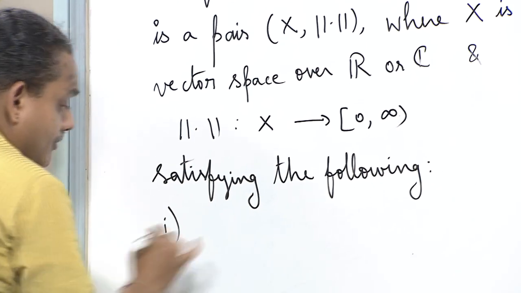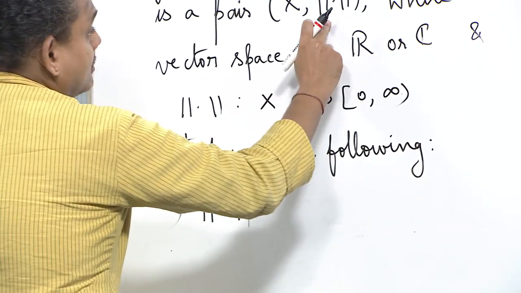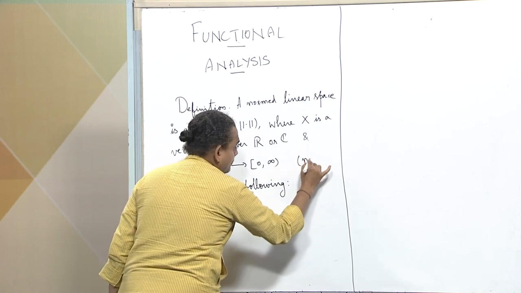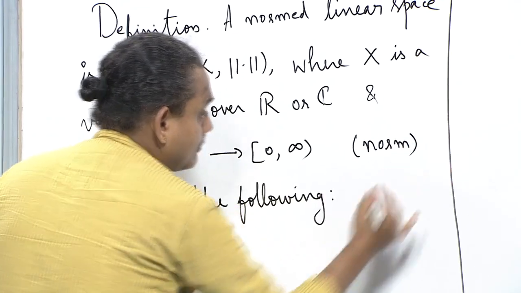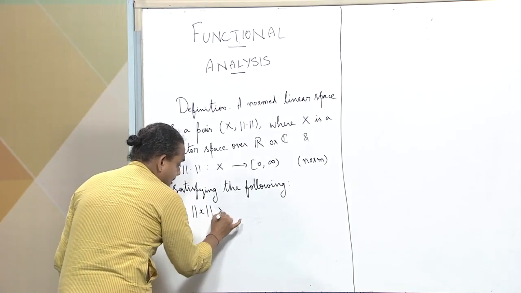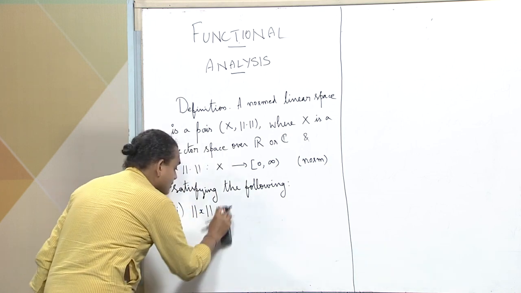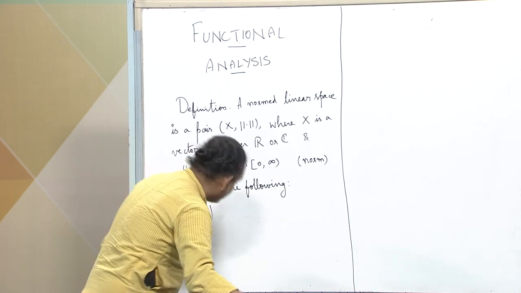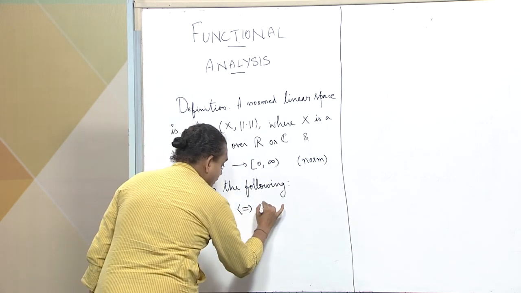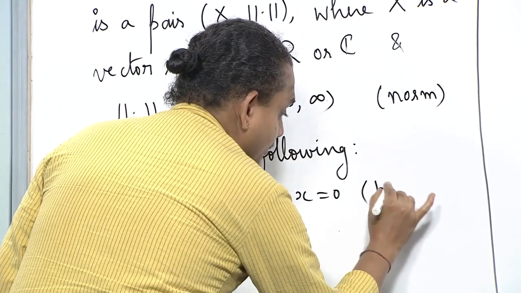First one, this function what we have written is usually called the norm. It should have the following properties: by definition it is greater than or equal to 0, and I will say that norm of x is equal to 0 if and only if x equal to 0. This is what is known as positive definiteness.